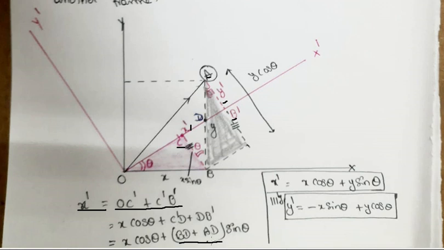So this can be written as BD plus AD sine theta. Similarly, OC dash, from the triangle OC dash B, we can write as x cos theta. If we simplify, we are left with x dash is equal to x cos theta plus y sin theta. Now we need to derive the y dash component. y dash is equal to minus x sin theta plus y cos theta.